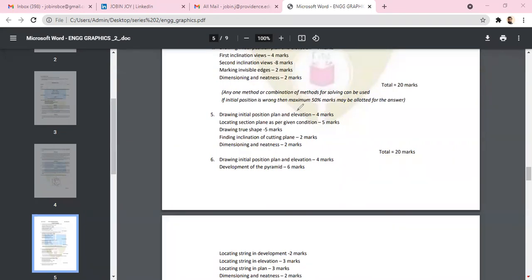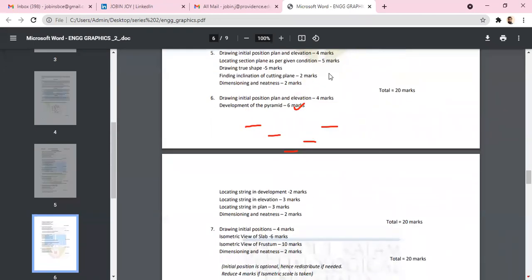Initial plan and elevation 4 marks. Locating the section plane, you will get 5 marks. True shape, if you are drawing the true shape, you will get 5 marks. Finding inclination of the cutting plane, 2 marks. Then dimensioning and neatness, 2 marks. So I hope you got an idea.